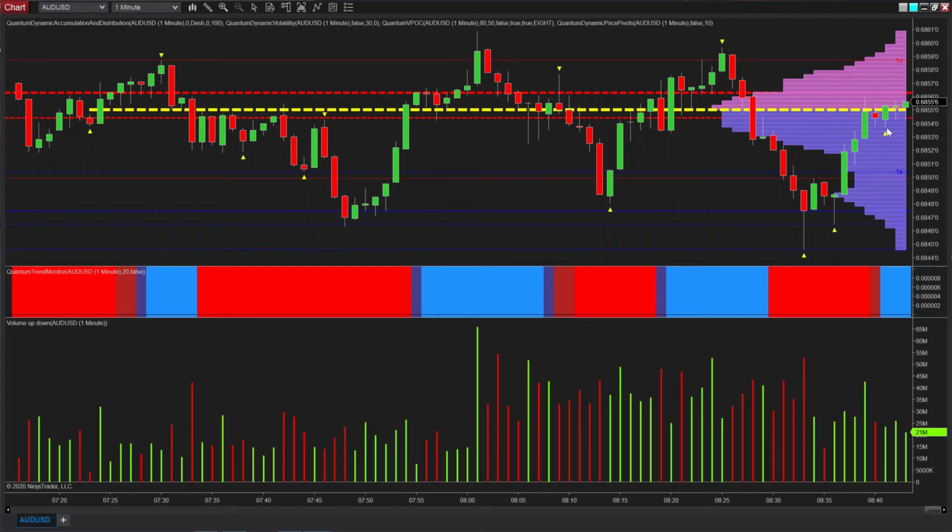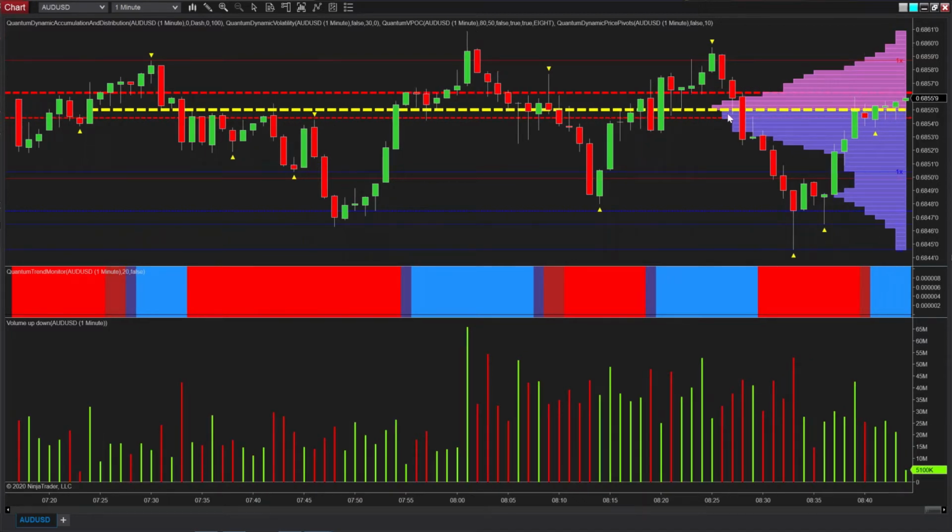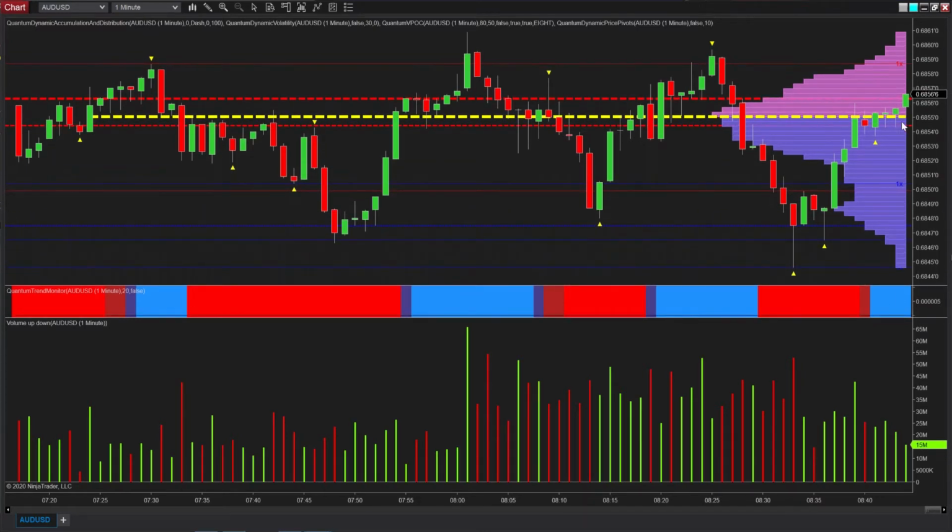And then what we do is we move to the volume point of control, and we look at the histogram here, the shape of the volume. And we bring in support and resistance. So we're hitting resistance here, but if the price action moves through that, the trend monitor has transitioned to blue. You can see it here.